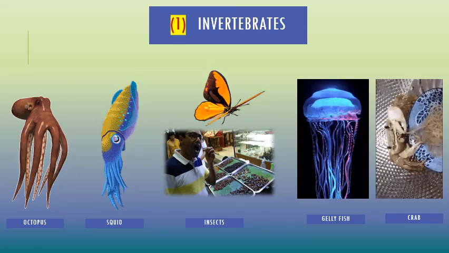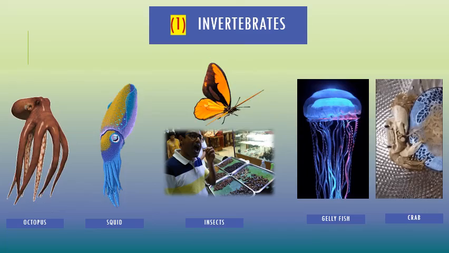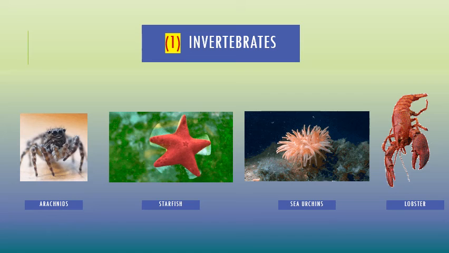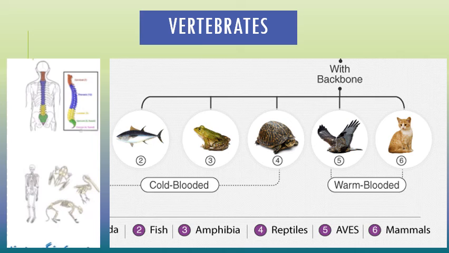Some examples of the invertebrates are octopus, squid, insects, jellyfish, crabs, arachnids, starfish, sea urchins, lobsters. Vertebrates are those animals that have a vertebral column. As we can see here, this is the vertebral column. This is present in all vertebrates, including human beings.